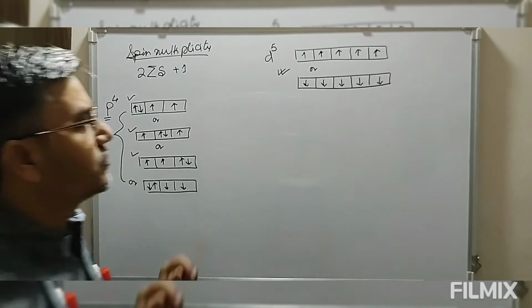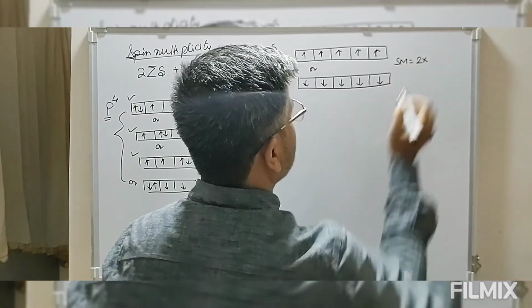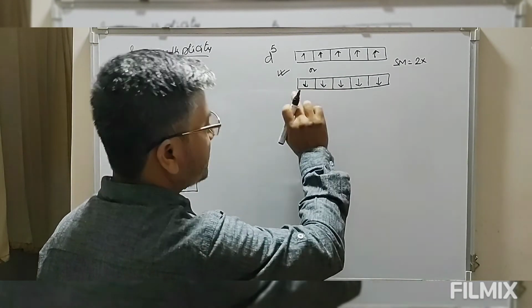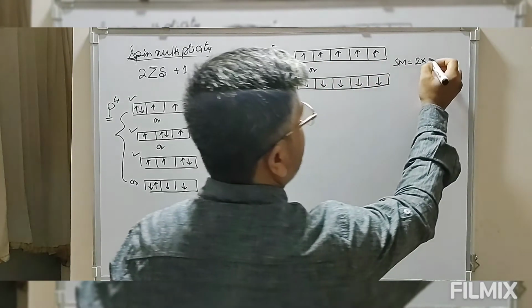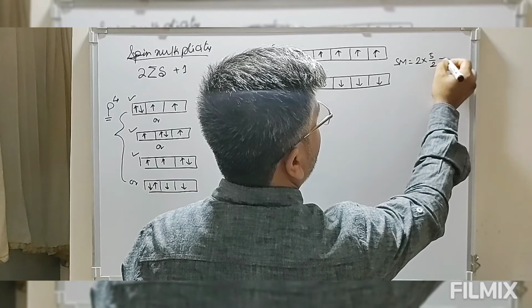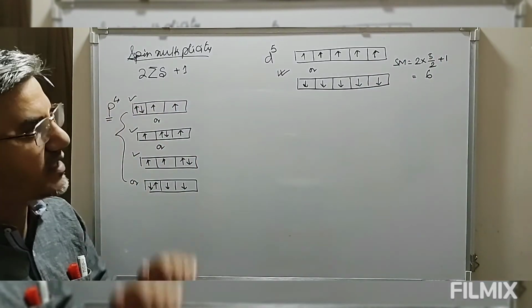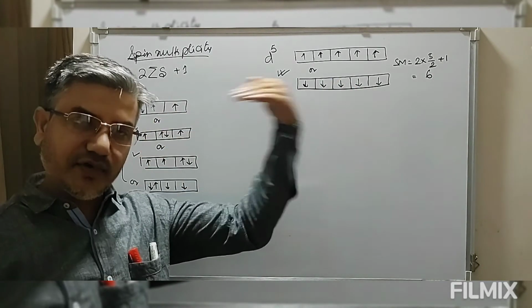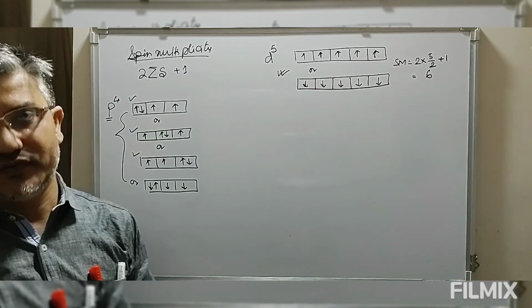according to this rule. If you look at this, spin multiplicity is 2 into the summation of spin quantum numbers. So plus half, or simply half, half, half, all having the same spin: 2 into 5 times half, plus 1. So we say 6. So this is the one having maximum spin multiplicity. The one having maximum spin multiplicity is the only allowed configuration.